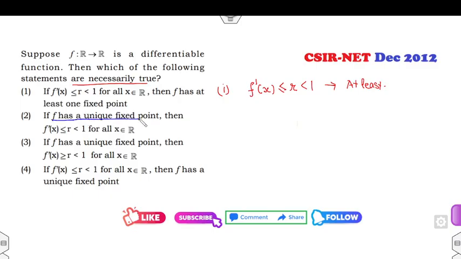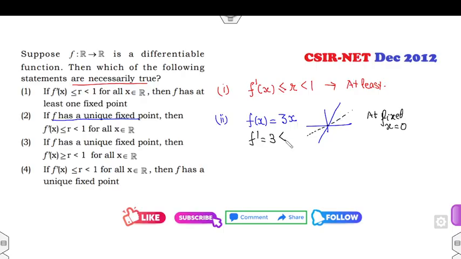If f has a fixed point, then the derivative will be less than 1. That's a wrong statement. If you simply choose the function as 3x, and if you draw the graph of y is equal to x, clearly it has a fixed point. The fixed point is x is equal to 0, but what is the derivative? 3, which is not less than 1.